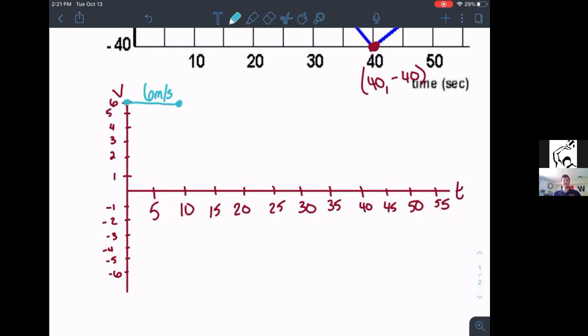After those first 10 seconds, the next 5 seconds, from 10 to 15 seconds, our position stayed constant, which means that our velocity is 0 because our position is staying the same. So we're going to put a point at 0 at 10 seconds, another point at 0 for 15 seconds, and we are going to connect those dots. We're also going to connect the dots between our 10-second interval because the slope or that velocity did change from 6 to 0 at that interval.